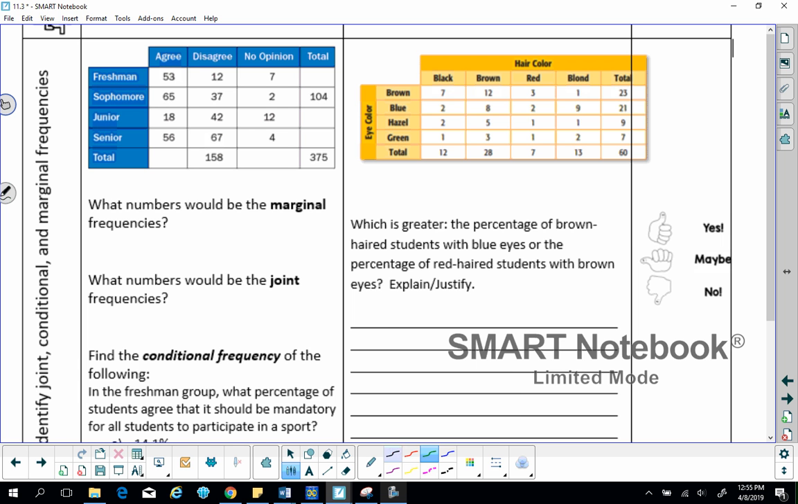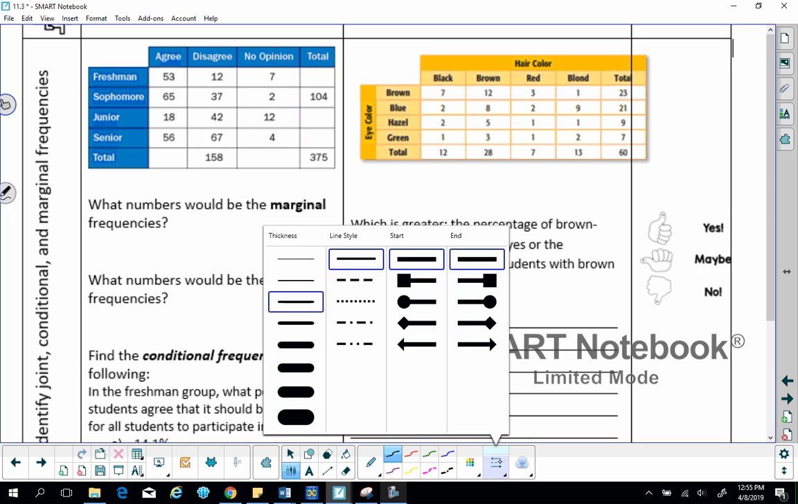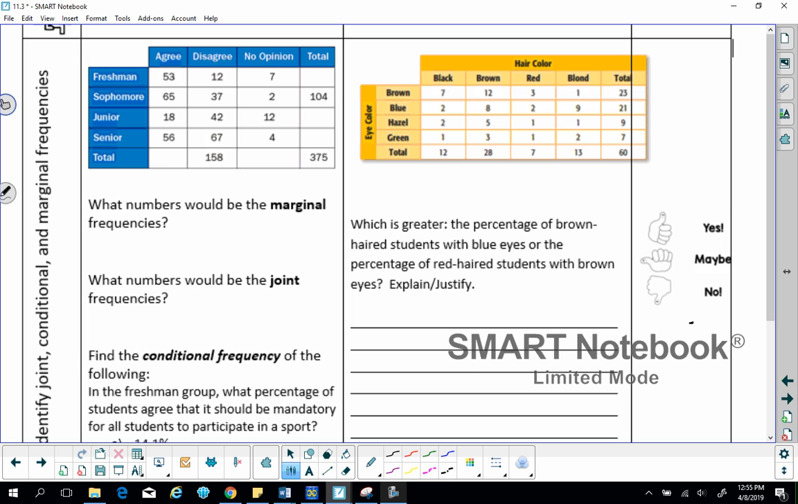But before I do that, I need to fill in the blanks. So Michael, what are my blanks? 192. 25. 72. 17. 72. Is that 72 at the very top? Yeah.